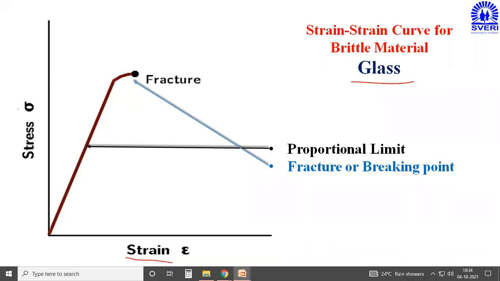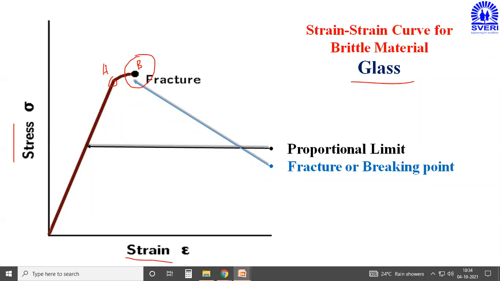On the x-axis strain is there, on the y-axis stress is there, and here only 2 points are there. That is point A and point B. So point A, the proportional limit point, is applicable for all types of material. It may be ductile, it may be brittle. Stress is directly proportional to the strain up to the point A. So that will be the proportional limit. But after point A, immediately point B represents the fracture.